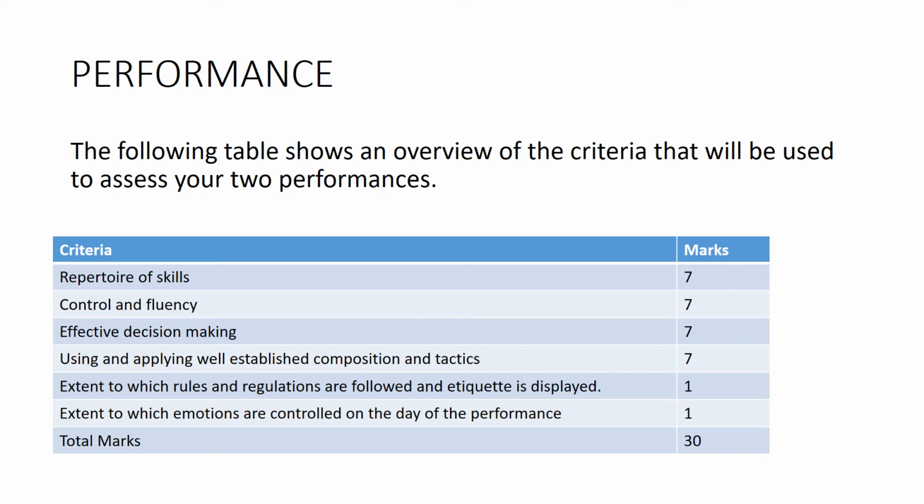The last category is to do with controlling their emotions. This is making sure that the pupil doesn't get angry, maybe throw a racket, push another player, or argue with the ref. So I would expect all pupils to achieve that last mark in that category.